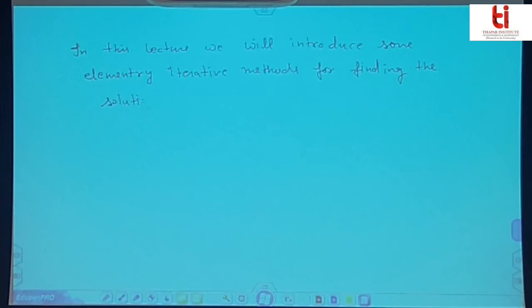So in this lecture, we will introduce some elementary iterative methods for finding the solution of nonlinear equations, or zero of the nonlinear equation.